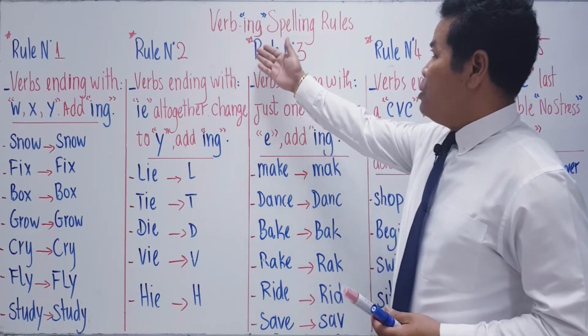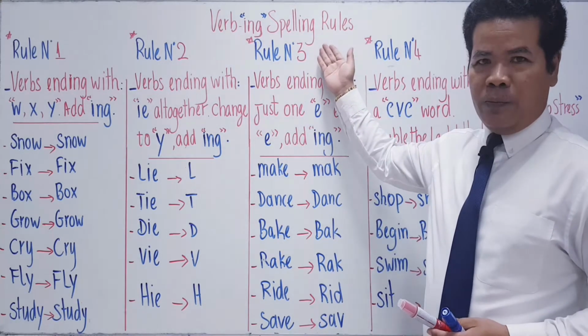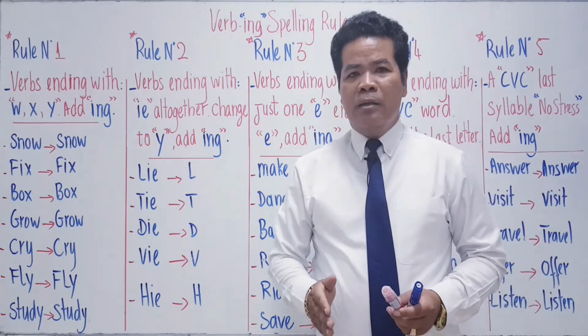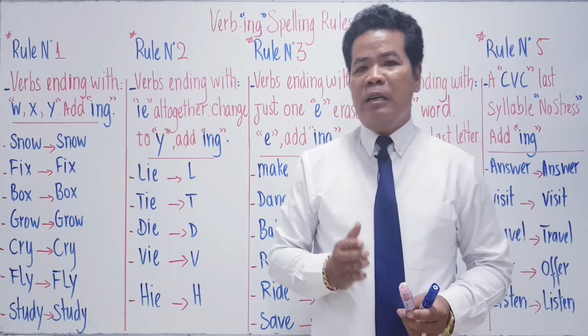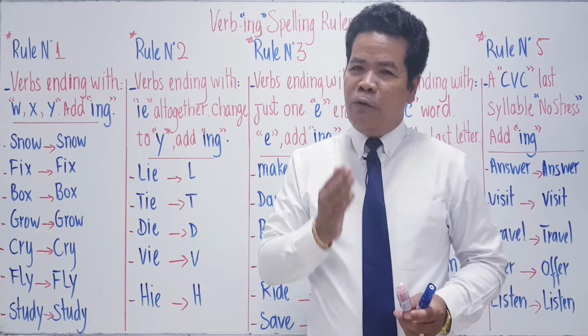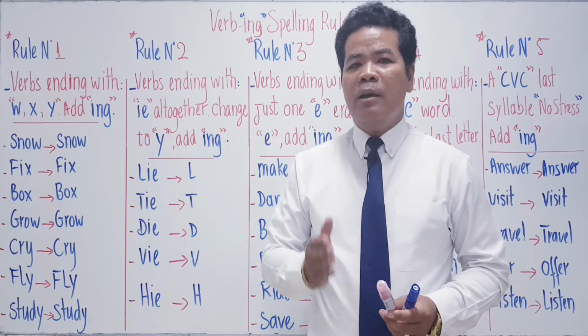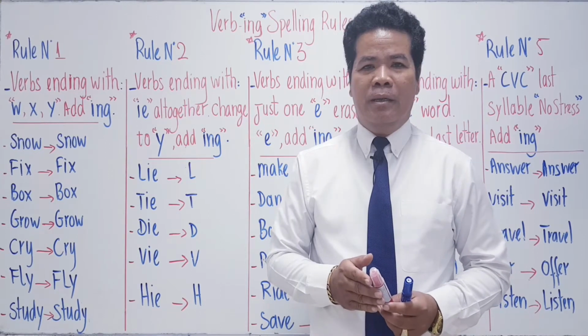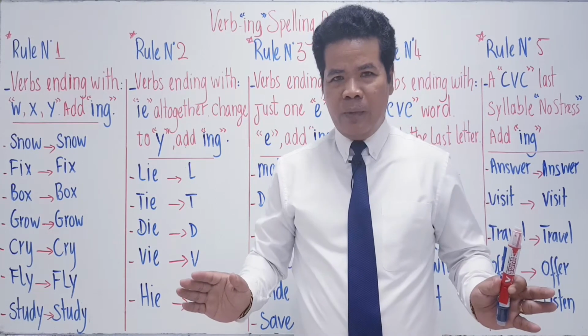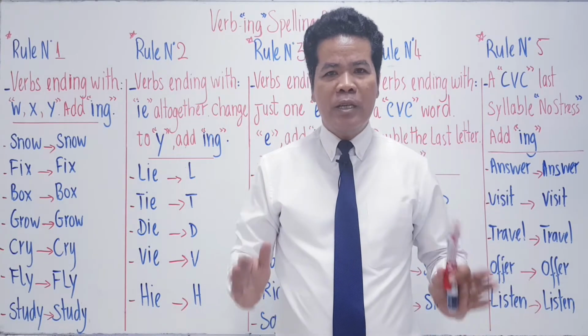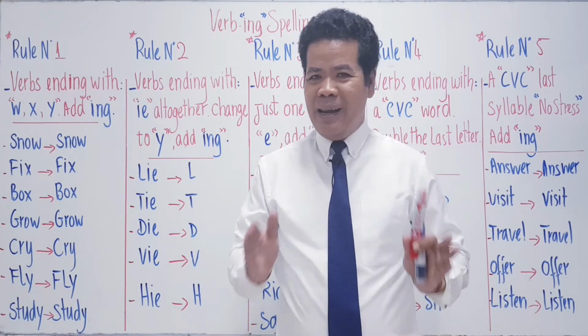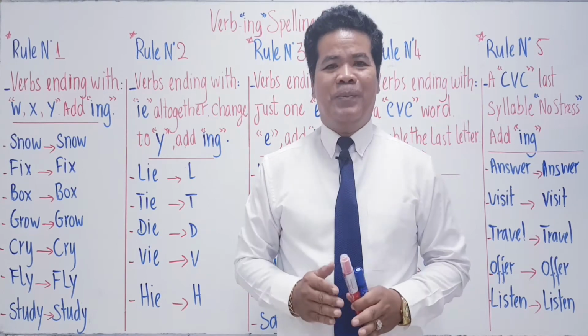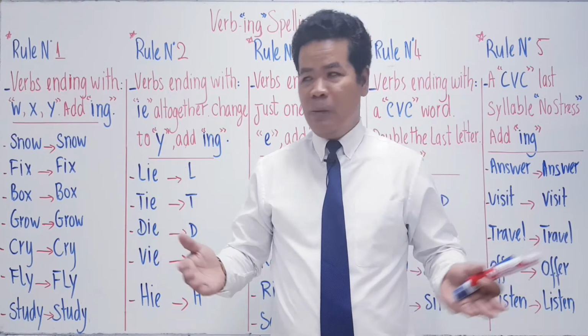Verb ing spelling rules. For speaking, the spelling rule is not important, but for writing, it is very, very important. But don't worry, I will show you how to use it correctly, unless you try to study. Okay? Come on, let's go.